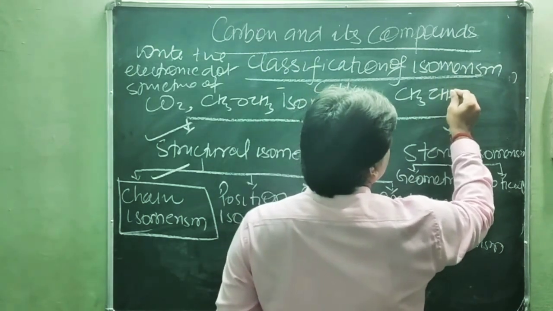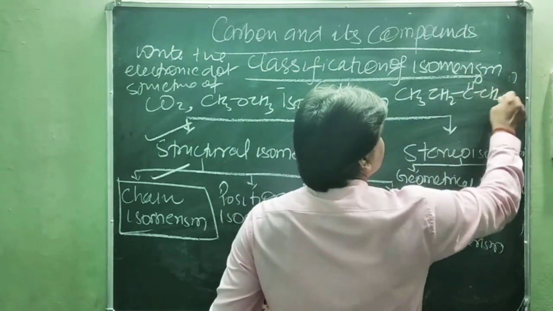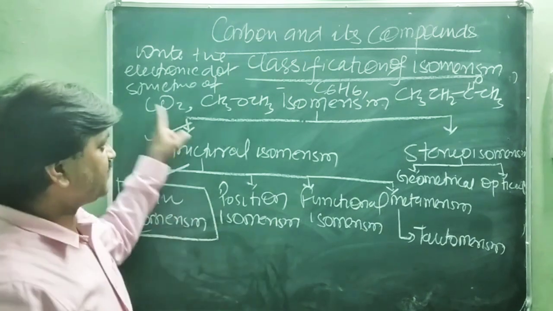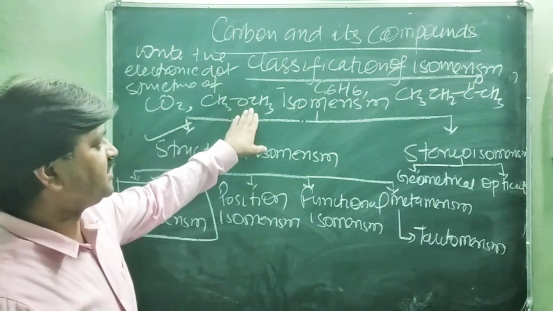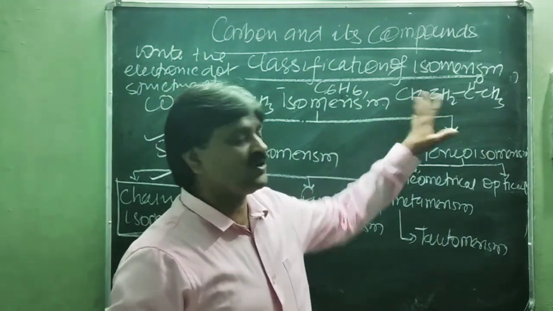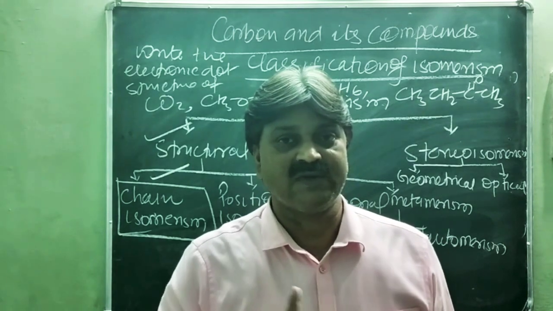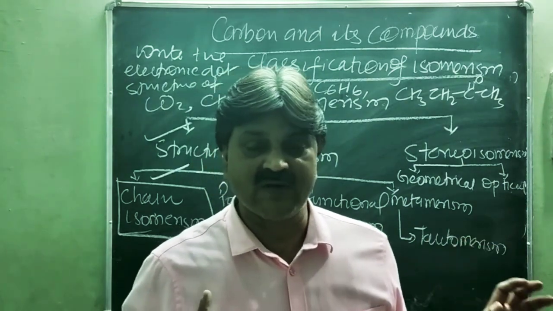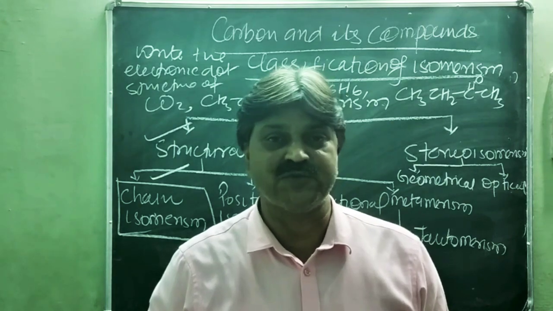Propanone, CH3COCH3, and butanone, CH3COCH2CH3. Write the electronic dot structure of the given compounds: carbon dioxide, CH3OCH3 ether, benzene C6H6, and butanone. Solve these questions and show them on the WhatsApp group. Next time we will discuss the carbon compound and general introduction about carbon compounds as well as chain isomerism. Thank you.